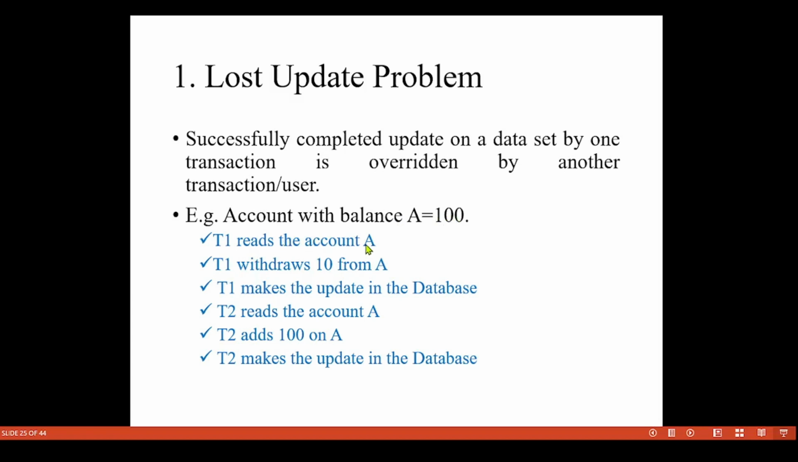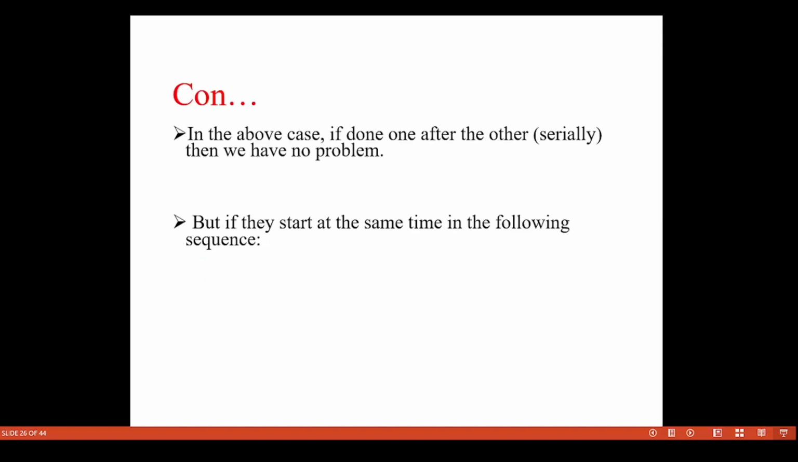T1 reads the account A, 100. T1 withdraws 10 from A, that means 100 minus 10. T1 makes an update on data item A. T2 reads the account A. T2 also updates data item A by adding 100. T2 makes the update of data item A in the database.